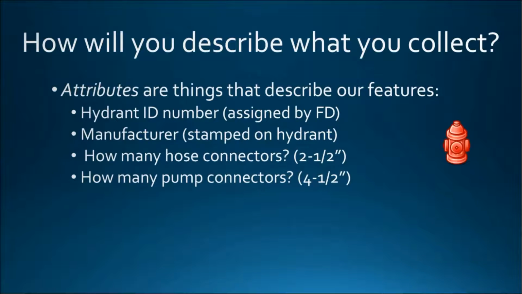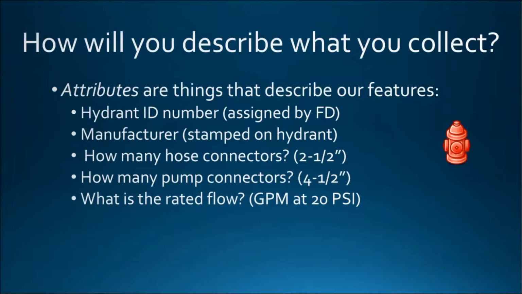Now, I've learned a little bit about fire hydrants getting ready for this tutorial, and it turns out that the standard configuration for a fire hydrant has 2 of the smaller hose connections and 1 of the bigger pump connections, but they're not the only way that these can be made. And the fire departments definitely want to know what the rated flow is of each fire hydrant, and this is measured in gallons per minute at 20 pounds per square inch. They will actually go to the fire hydrants and do tests on the hydrants and record what that flow is. This is very important to them.